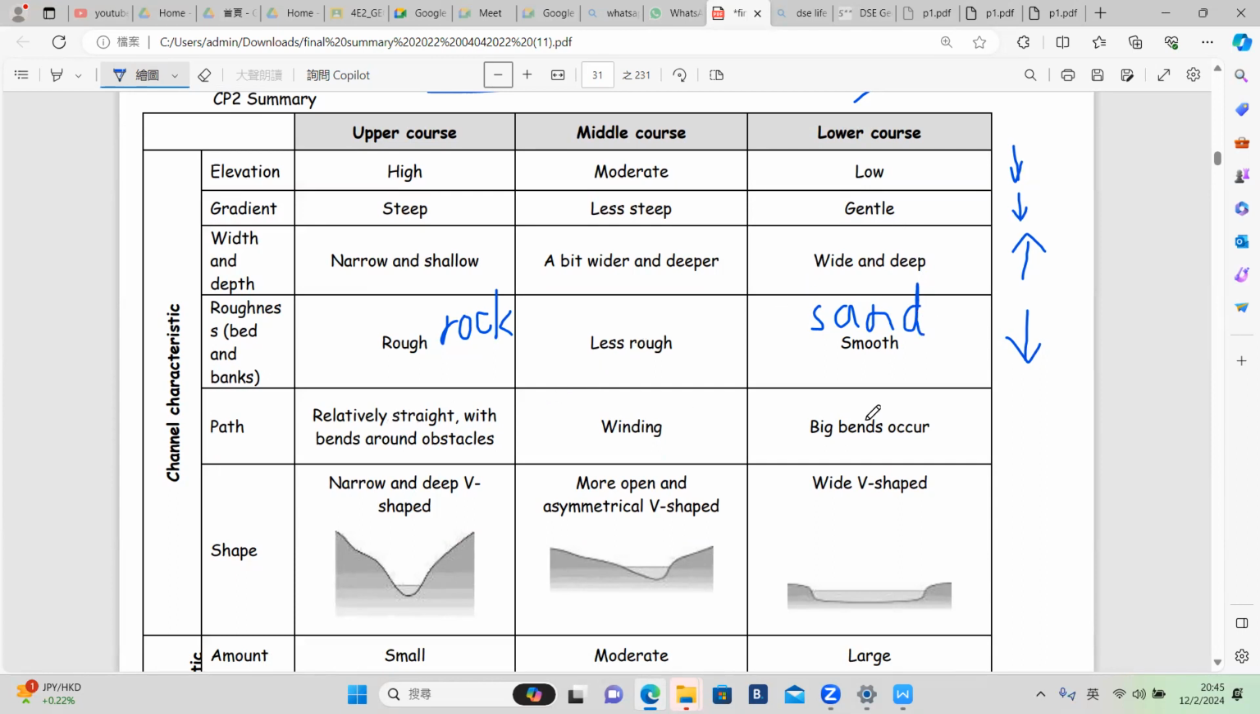Okay, the path is relatively straight in the upper course. And then the sinuosity. I forgot to write the sinuosity. It will be increasing. Why? Because it's going to be meandering and meandering.